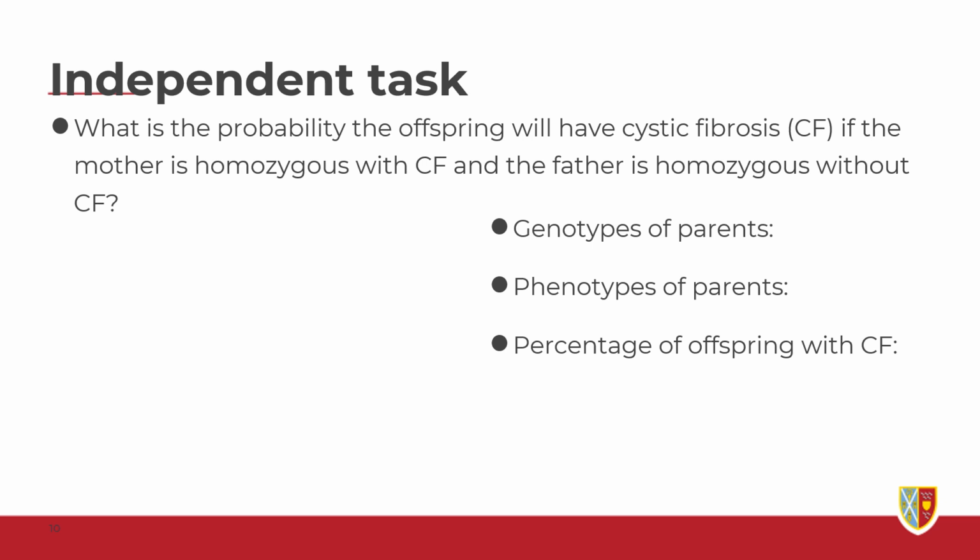So we've got a second example here that we're going to get you to work through. This time we're looking for the probability that the offspring will have cystic fibrosis, if the mother is homozygous and she does have cystic fibrosis, and the father is homozygous and he doesn't have cystic fibrosis. Remember, homozygous means two the same. So I'm going to suggest that you pause your video now and have a try of this for yourselves.